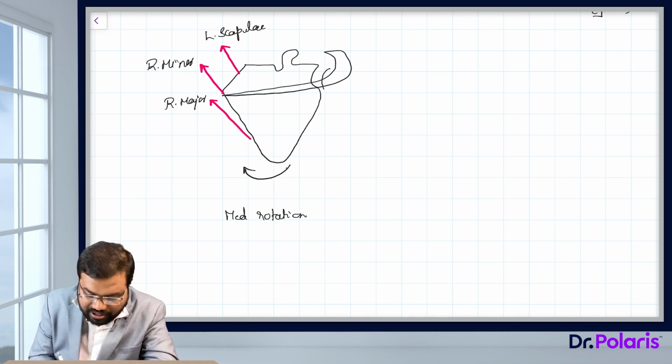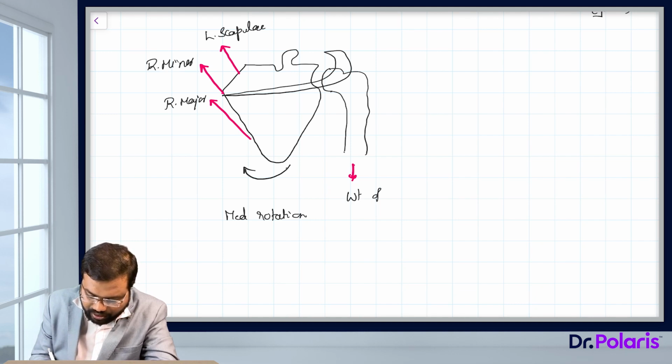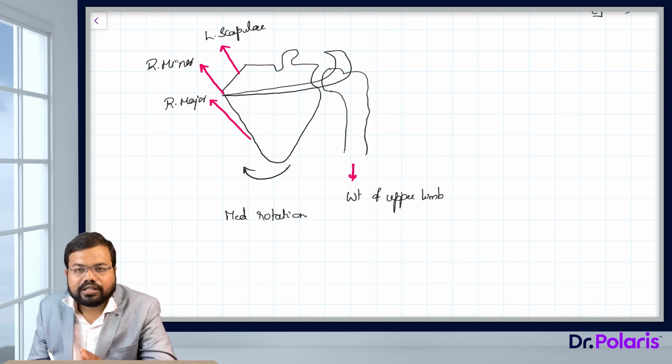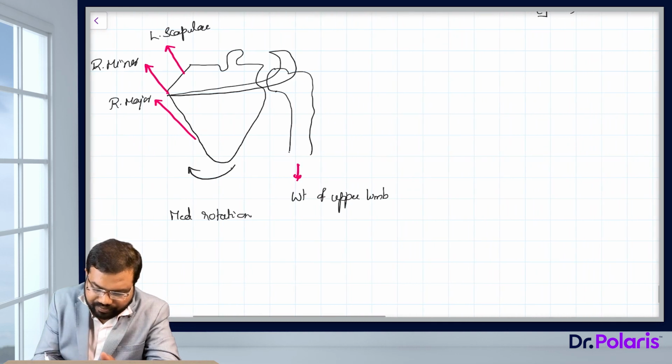But the lateral side action is by the weight of the upper limb again. The weight of the upper limb on the lateral side is partially acting as the rotation. So rotation is by the three muscles on the medial side and also the weight of the upper limb on the lateral side. That's the medial rotation. Now what about the lateral rotation?